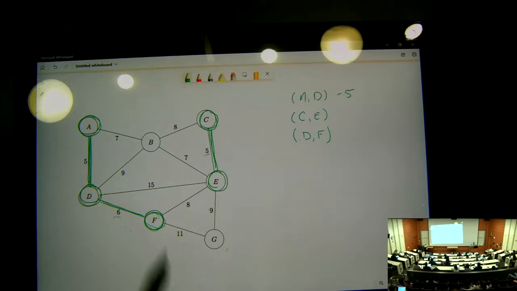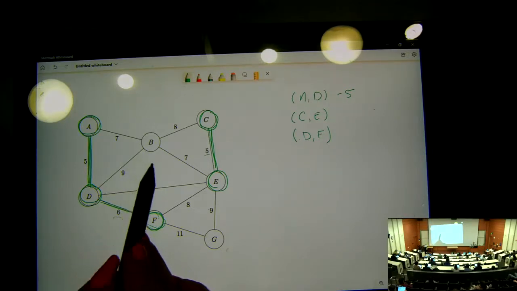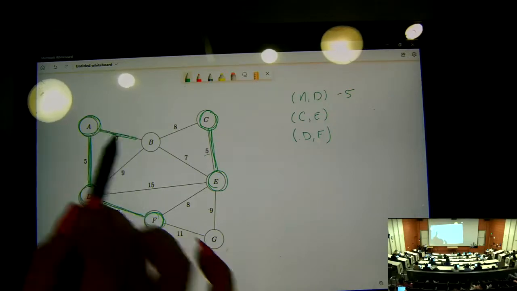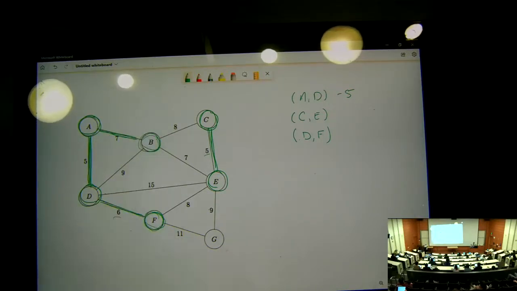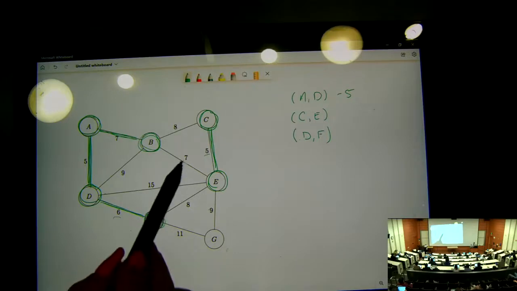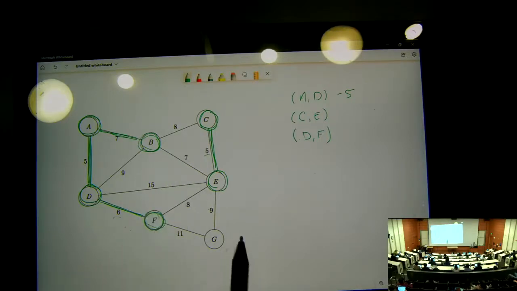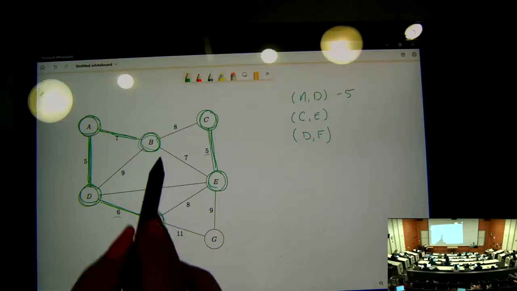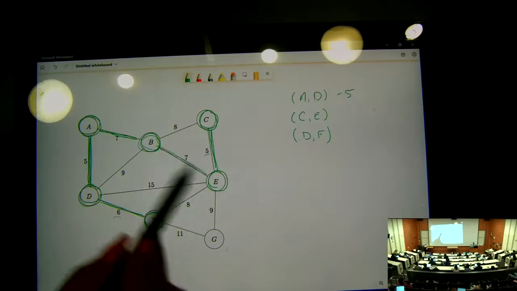Yeah, I see nodding. That B is not connected to any component. So if I chose this edge, now B is connected to that component. That's great. I'm going to loop back around, and now I'm going to examine this edge here with the 7. Do I want to include this edge? Is this edge going to combine together two previously disconnected components? Yeah, right? So here we go.